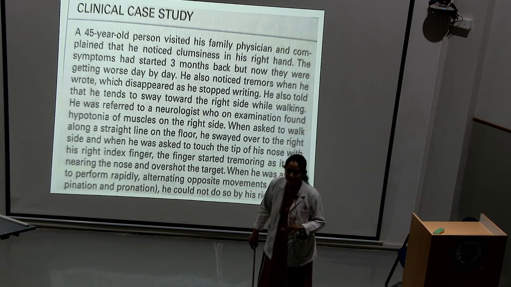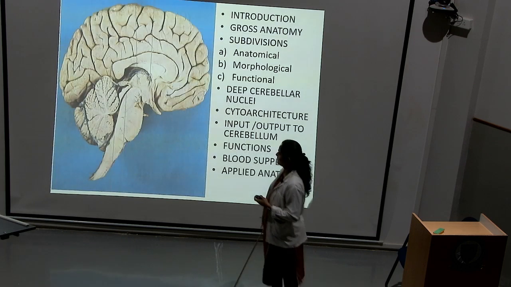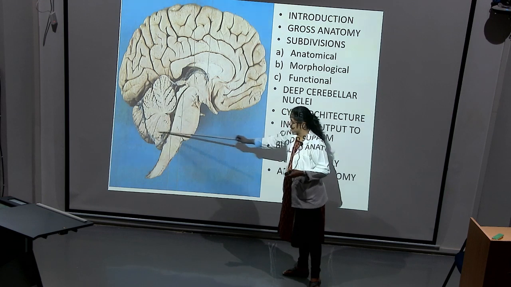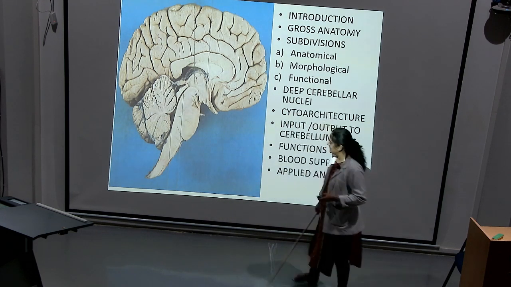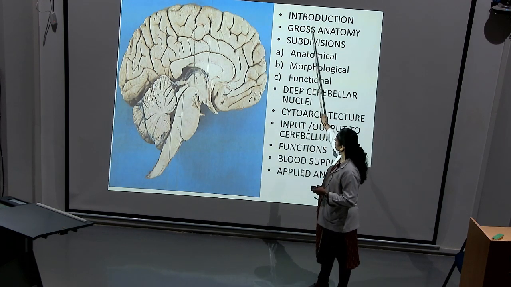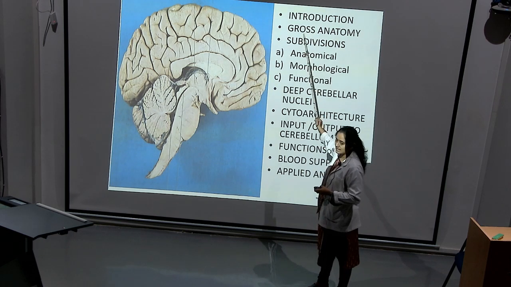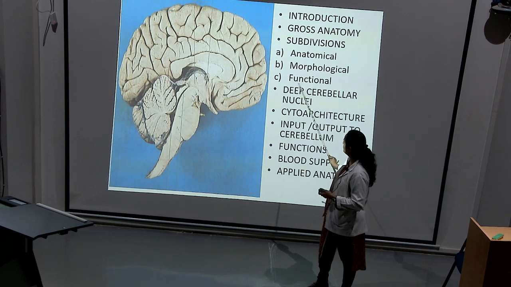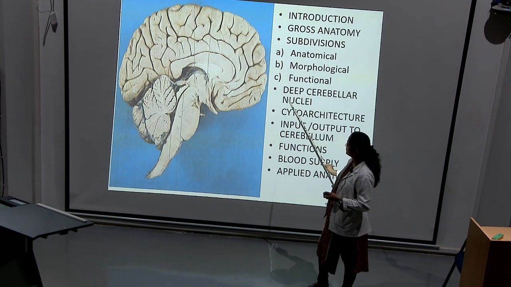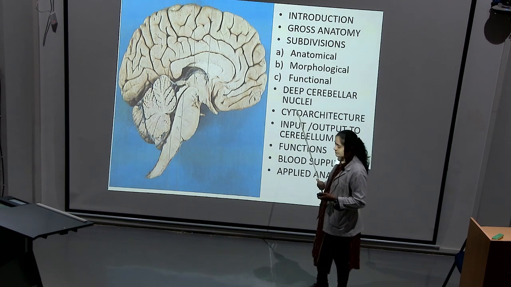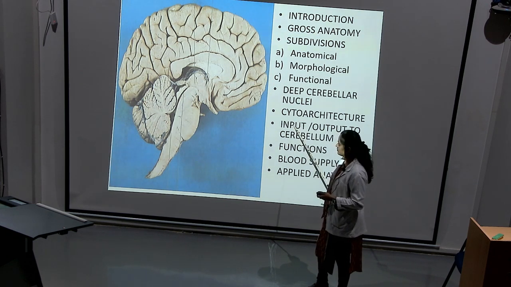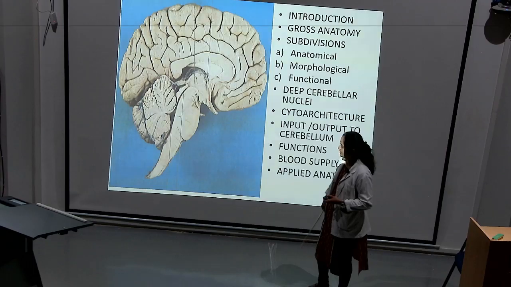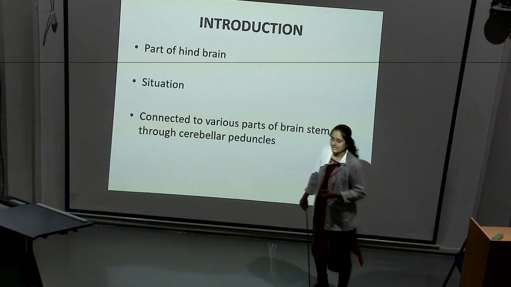So, we will see which organ we are going to deal with today. This is the organ of our interest today, the cerebellum. We will be dealing with the cerebellum under the following headings: introduction, gross anatomy, the subdivisions (anatomical, morphological, functional), the deep cerebellar nuclei, the cytoarchitecture of the cerebellum, the input and output to the cerebellum, functions, blood supply and applied anatomy. So, now coming to the introduction.